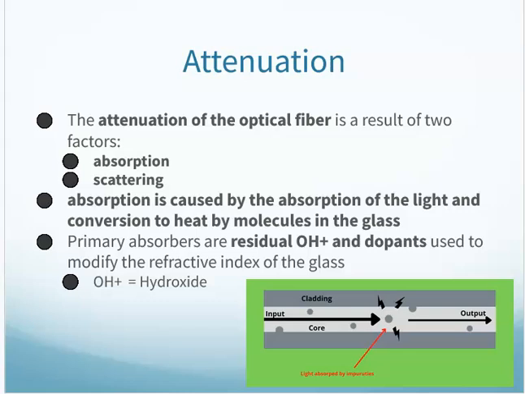Absorption, as the light is traveling through the fiber, is caused by the light hitting water molecules in the glass and heating it up. This is because the primary absorbers are the residual hydroxide particles, if you will, that are in the glass. So it hits those and tends to absorb and create heat. And that mode of light is no longer moving down the fiber.